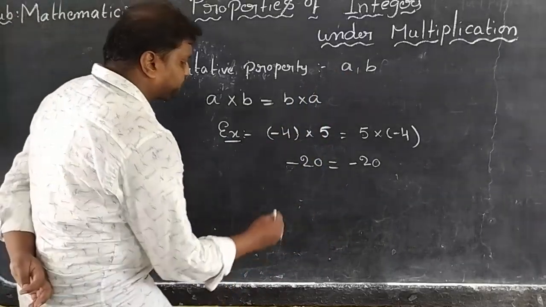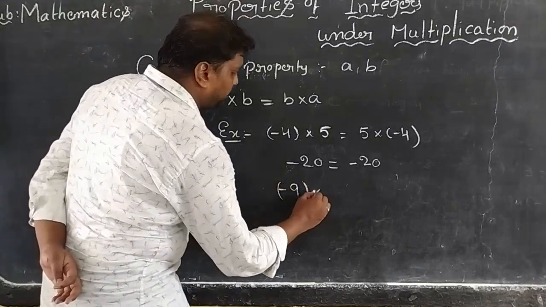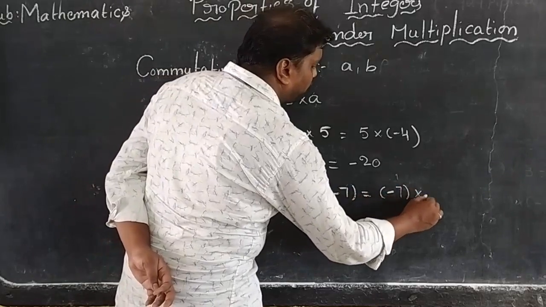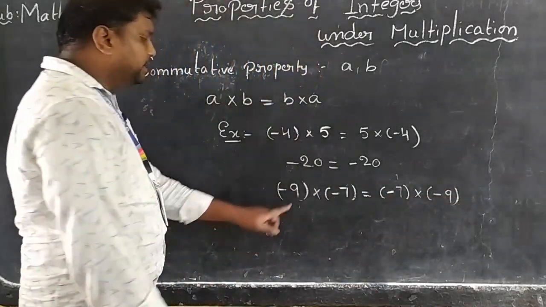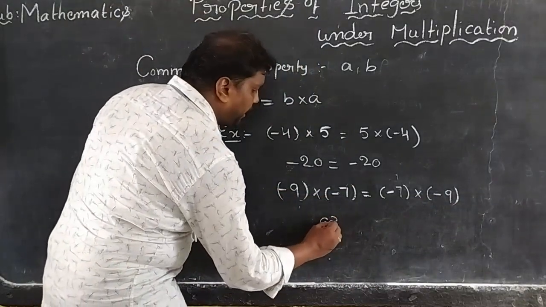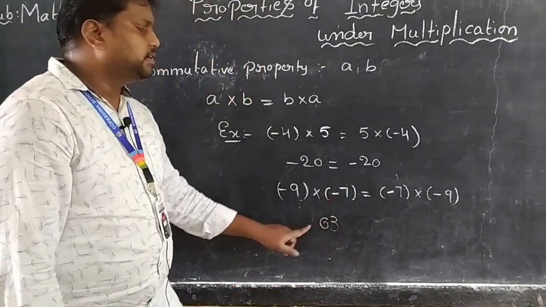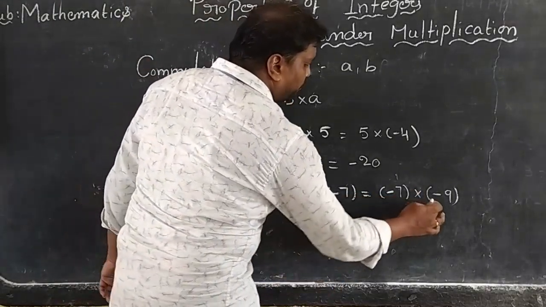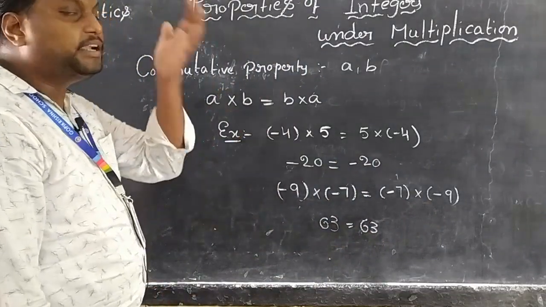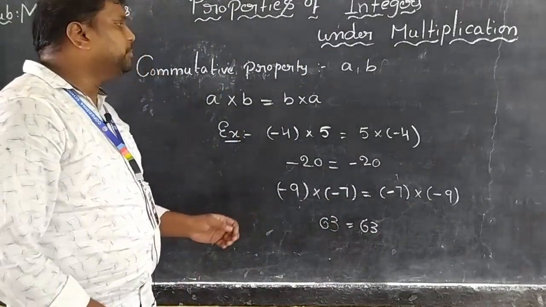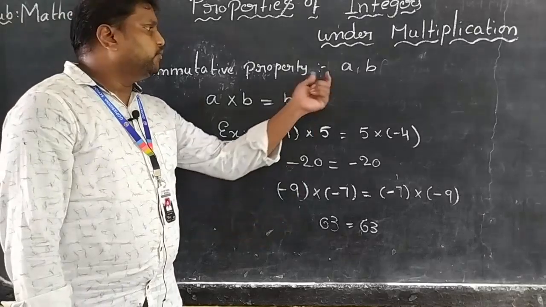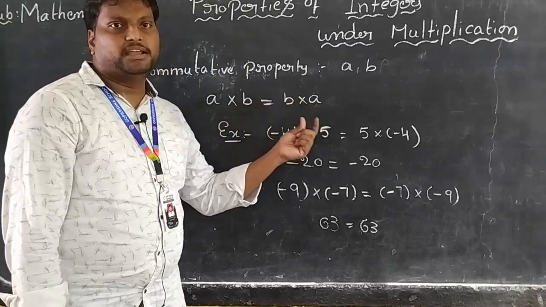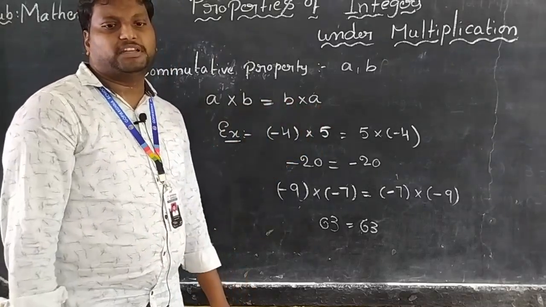One more example. Minus 9 into minus 7, we can write minus 7 into minus 9. Why? Because 9 sevens are 63 and minus into minus is plus. Here also 7 nines are 63, minus into minus plus. Then the commutative property is verified. The commutative property is nothing but, for any two integers a and b, we can write a into b is equal to b into a. Then this is called commutative property.